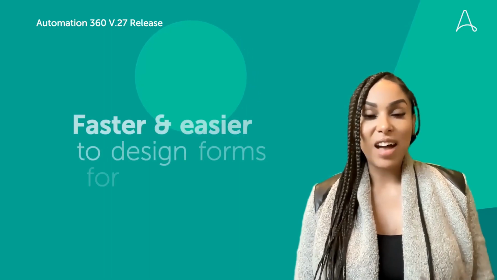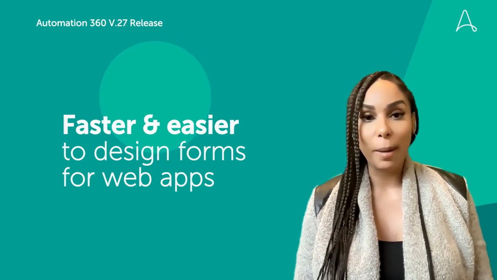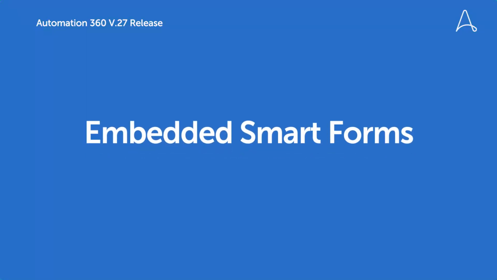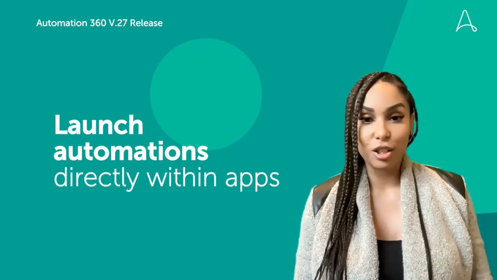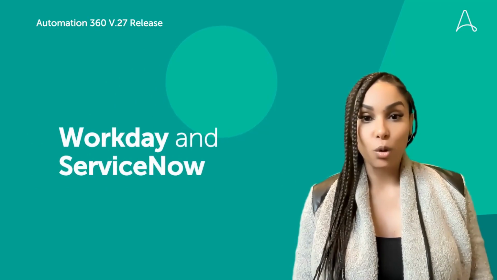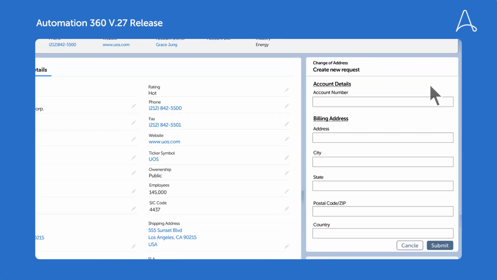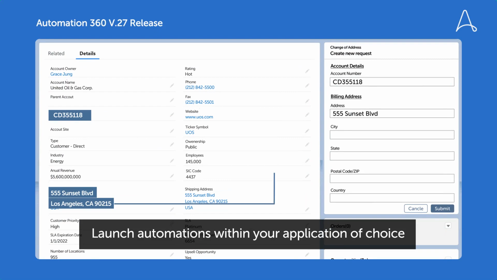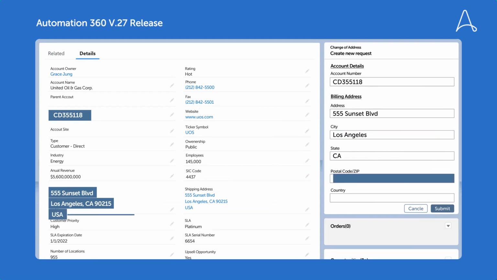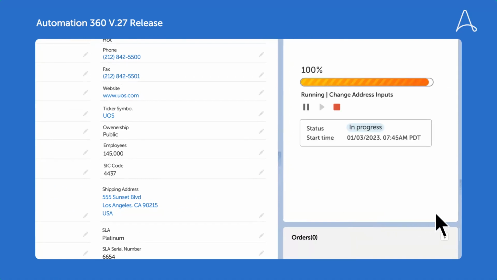Next up, we've made it faster and easier for developers to design and embed forms in any web application with embedded smart forms. Business users can launch these automations directly within their enterprise application of choice, such as Workday and/or ServiceNow. And with our new data mapping capabilities, which automatically maps and pre-populates data from the enterprise application directly within the embedded widget, your users are saving valuable time and effort from otherwise maybe tedious and error-prone data re-entry that may be required in their day-to-day work.